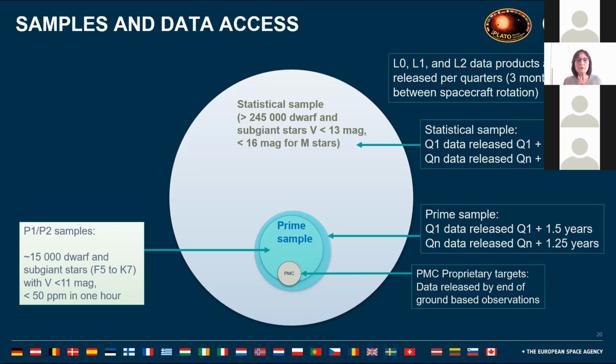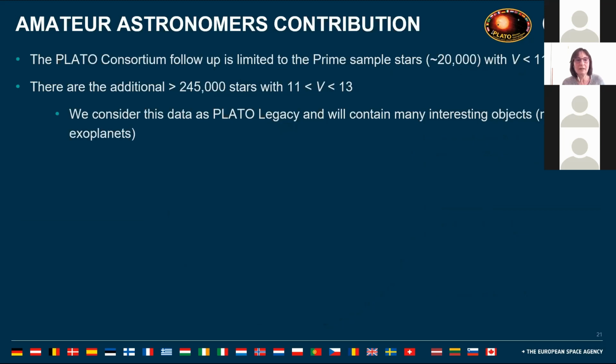For the prime sample though, as we want to start already carrying out the ground-based observations, and also because the main focus will be the long-period planets, then for the prime sample, the first quarter of data will be released 1.5 years after it's observed, and subsequent quarters will be released 1.25 years afterwards. So this is just to have an idea of when people can expect to have the data.